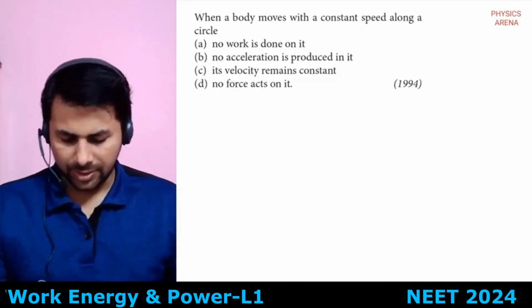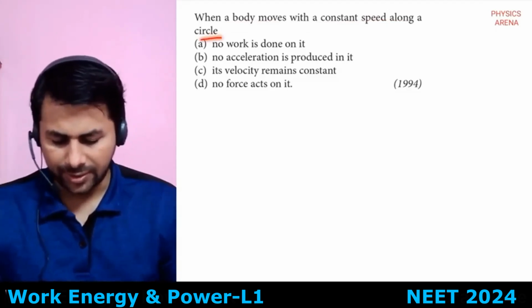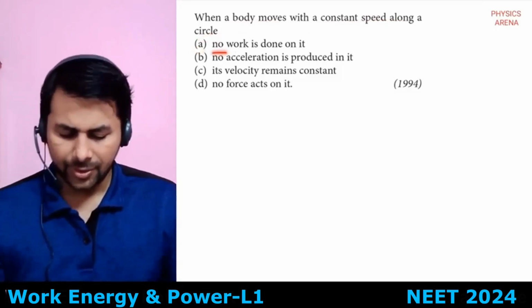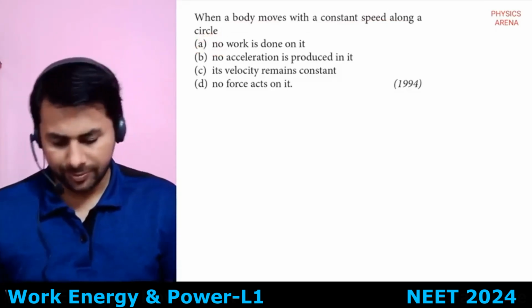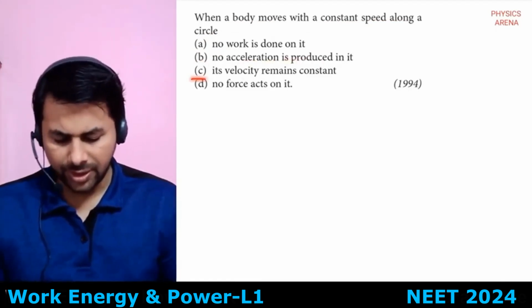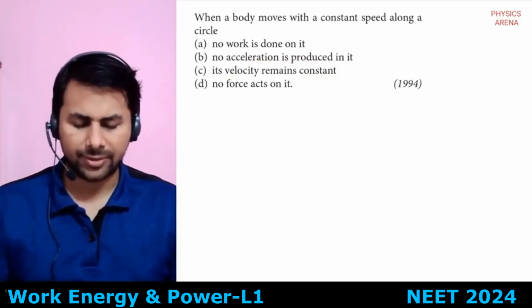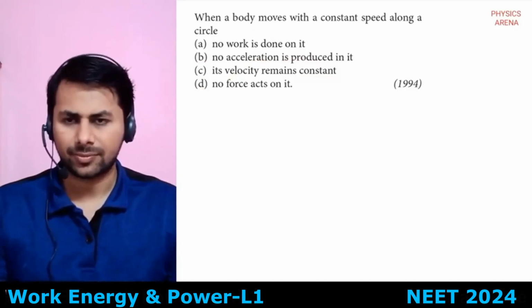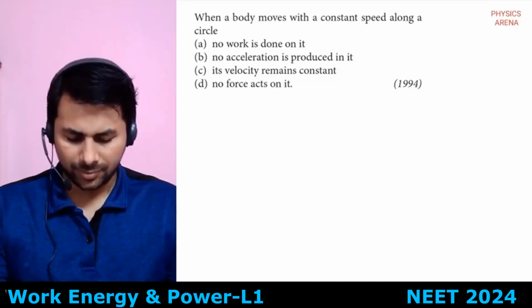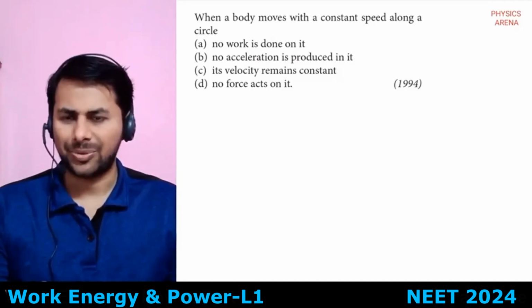Okay. Next question. When a body moves with a constant speed along a circle: option A, no work is done on it. Option B, no acceleration is produced in it. Option C, its velocity remains constant. Option D, no force acts on it. Tell me. Why option B?